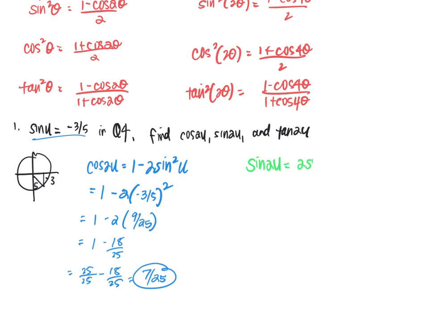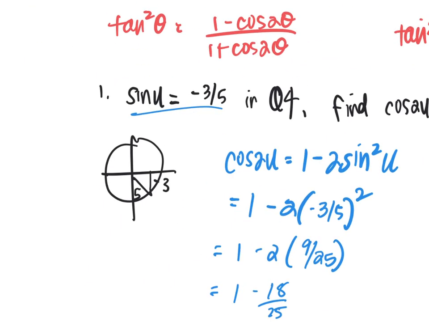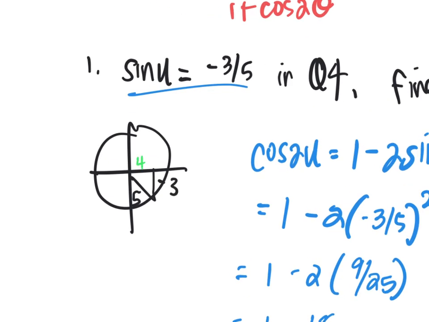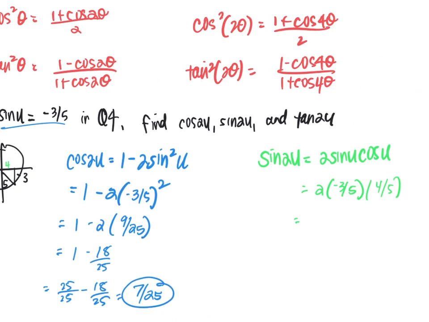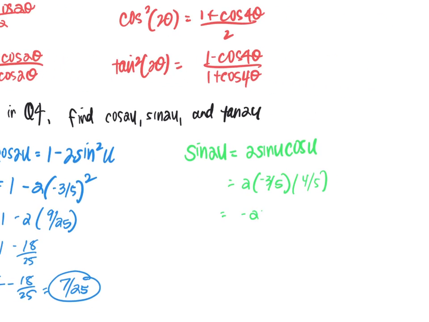Okay, now let's solve for sine of 2u. Well, our double angle formula for sine is 2 sine u cosine u. All right, so we know sine of u is -3/5. But what is cosine? Well, going back to our picture, this would be a 3, 4, 5 triangle. So cosine in this case would be 4/5. And then multiply it all together, we get -24/25.